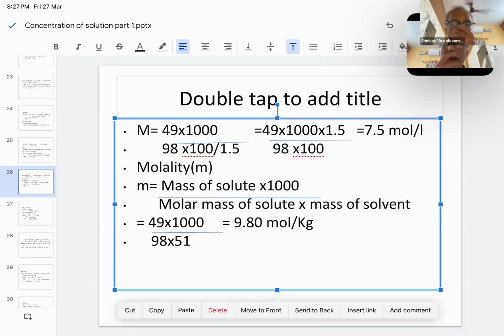Okay. So I have shown this substitution. Just we are substituting 49 by 98 into 1000 into 1.5 by 100. That is 7.5 mole per liter. Then molality, mass of solute by molecular mass of solute into 1000 by mass of solvent. Mass of solute is 49, molecular mass is 98, mass of solvent is 51. So I showed the substitution here. 49 by 98 into 1000 by 51. 9.8 mole per kilogram. Either you can go by the concept or you can use the formula. Of course, the formula is derived only from the concept. So any one of the method you can go for here.